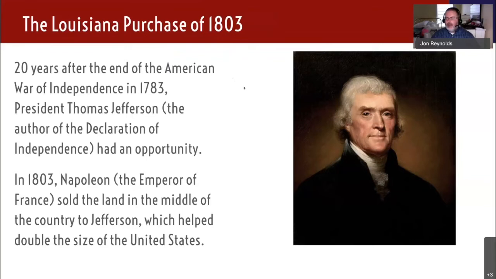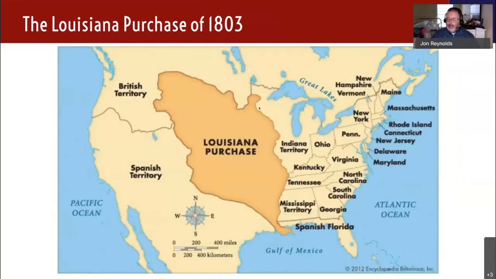Now, some of you might know that Louisiana today is a state. The Louisiana state is actually located here next to Florida and Mississippi and Alabama. But remember, in the early 1800s, the United States was still kind of a baby of a country. In fact, look at the map here on the screen.